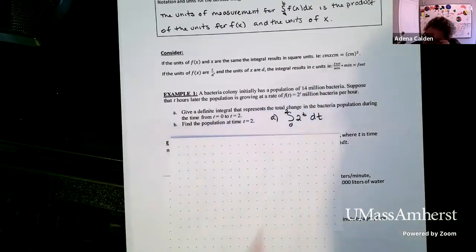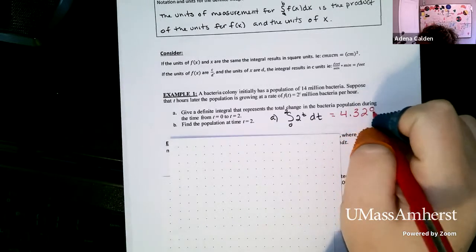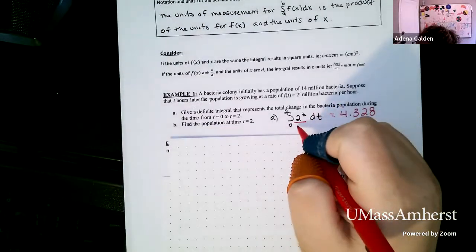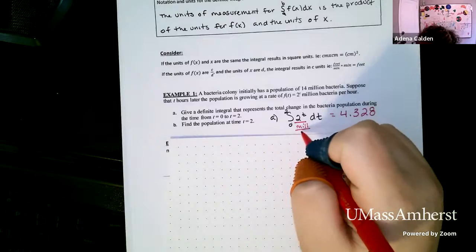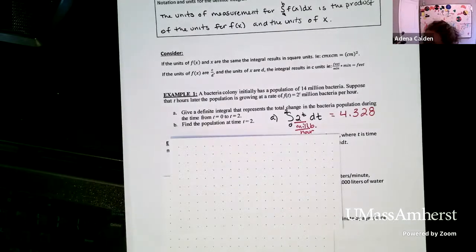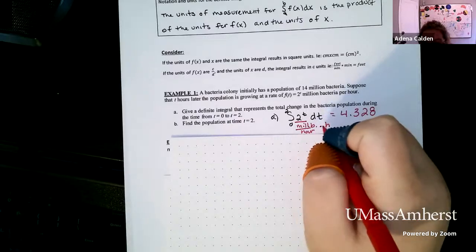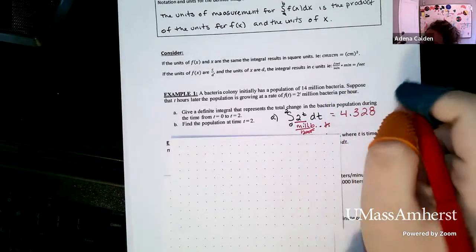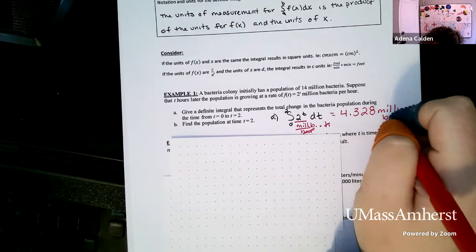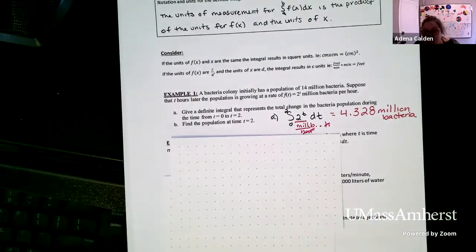When we plug this into the calculator, we get 4.328. And when we think about the units, 2 to the t is in million bacteria per hour. I'm going to abbreviate because I've lost space: million bacteria per hour. And then the independent units are hours, right? It's going to be the same when you have a per something. So when those cancel, we get 4.328 million bacteria. Okay, so that's how much we've changed.